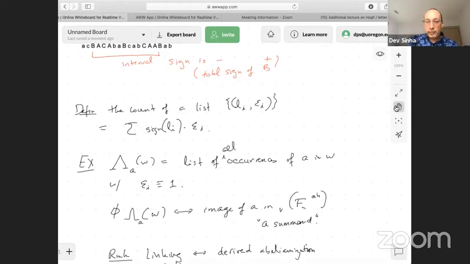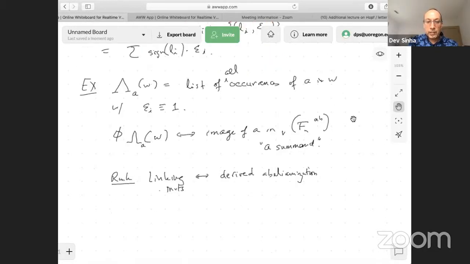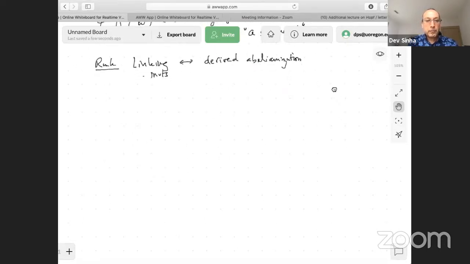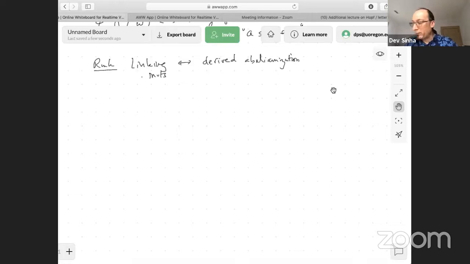So that's why I think these things have some substance and depth to them. I really think that this is going to be the right setting to talk about a lot of things where abelianization is a part of the story.